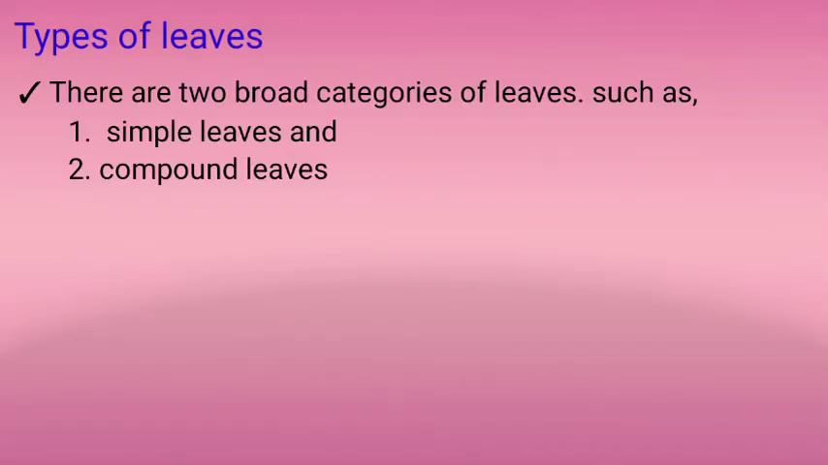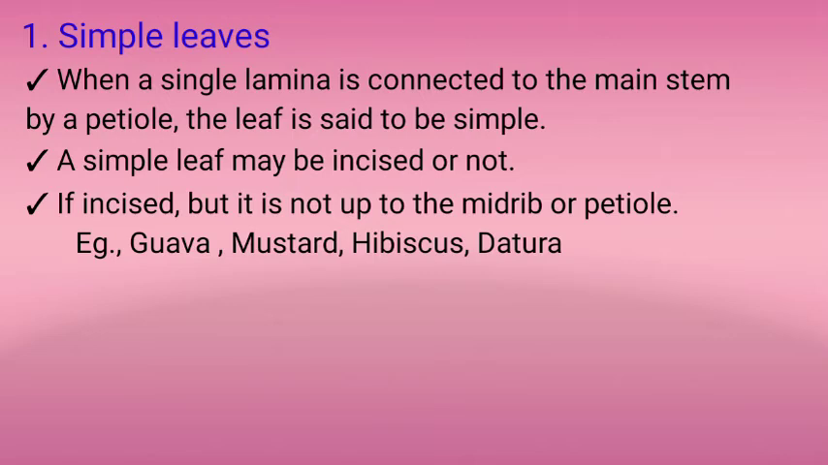Types of leaves. There are two broad categories of leaves such as simple leaves and compound leaves. Simple leaves. When a single lamina is connected to the main stem by a petiole, the leaf is said to be simple. A simple leaf may be incised or not, but if incisions are there, they are not up to the midrib or petiole. Example, guava, mustard, hibiscus, datura, etc.